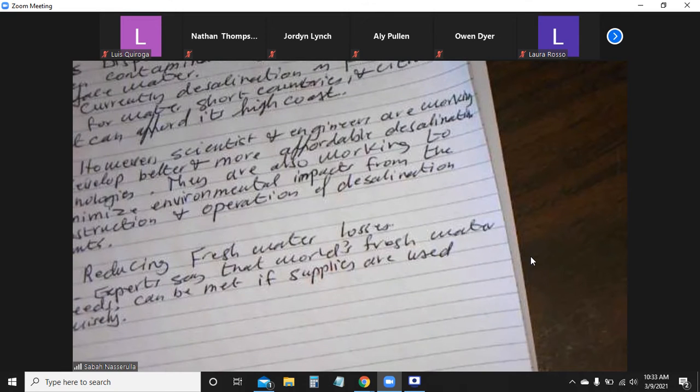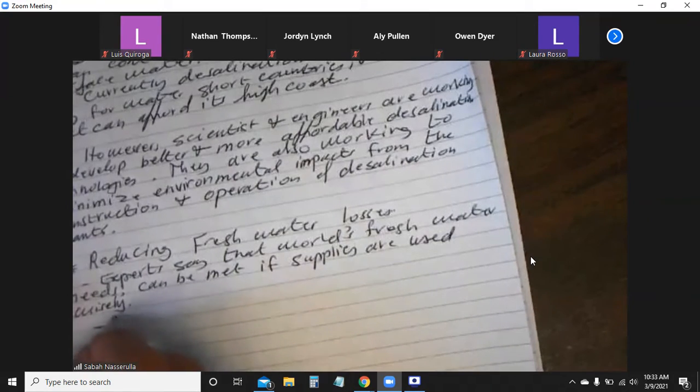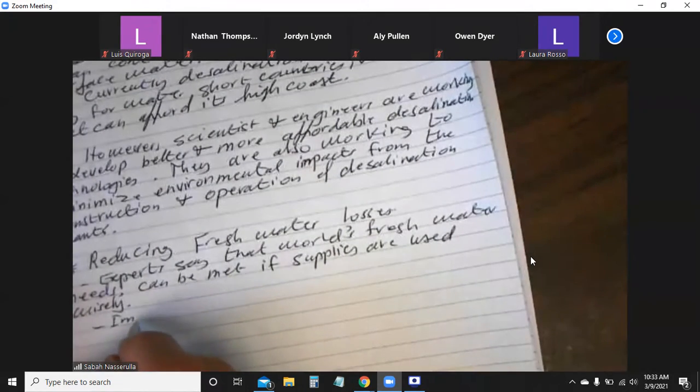One of the methods, because as you know agriculture and irrigation take most of this fresh water, is improving the irrigation system. Sometimes they use the drip system and so on. All that helps reduce the losses or use of fresh water. Now, improving irrigation practices.